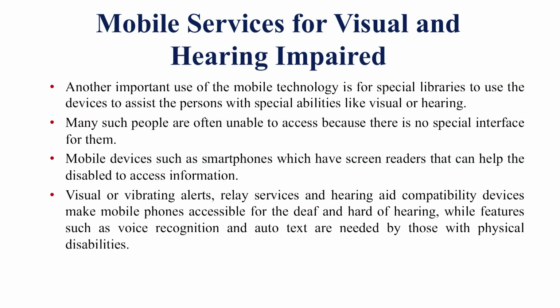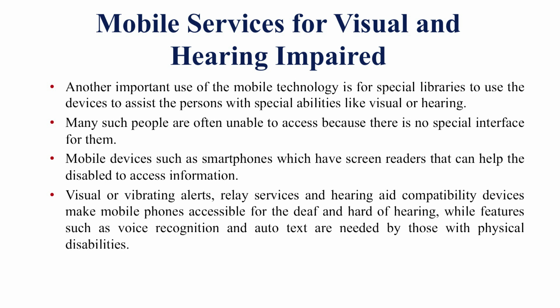services for visual and hearing impairments. Mobile devices provide a noble service for visual and hearing impairments, which is an important use of mobile technology, for special libraries to use devices to assist persons with special abilities like visual or hearing impairments. Many such people are often unable to access information because there is no special interface for them.